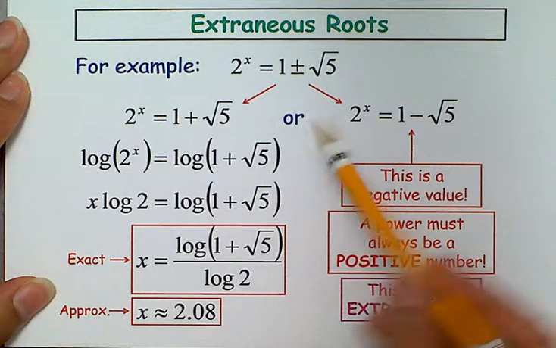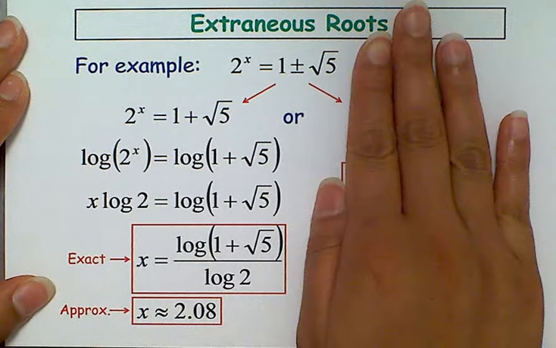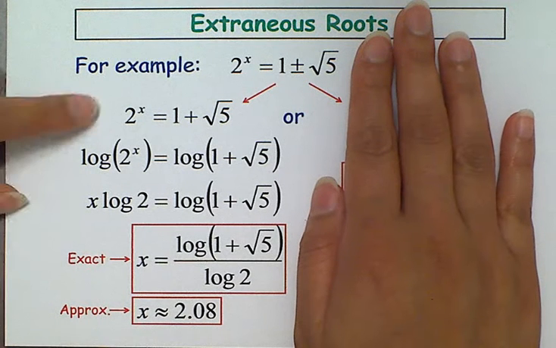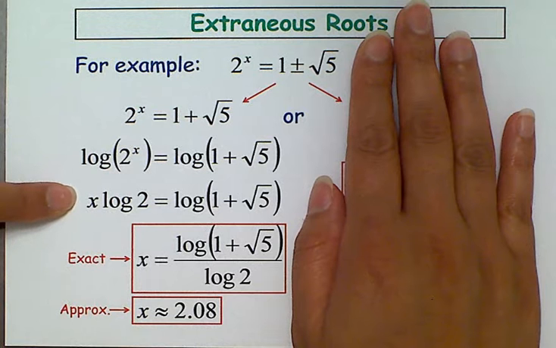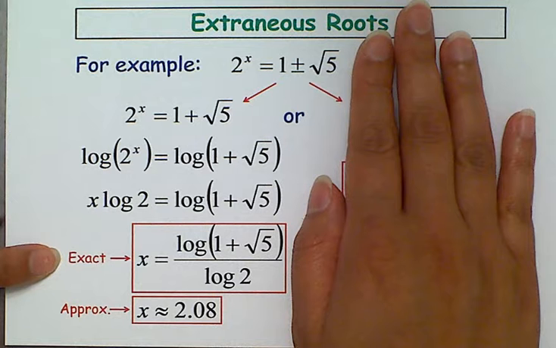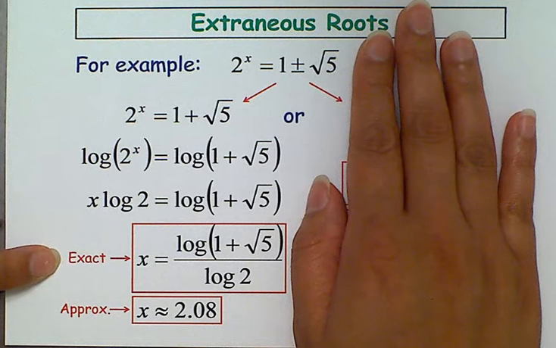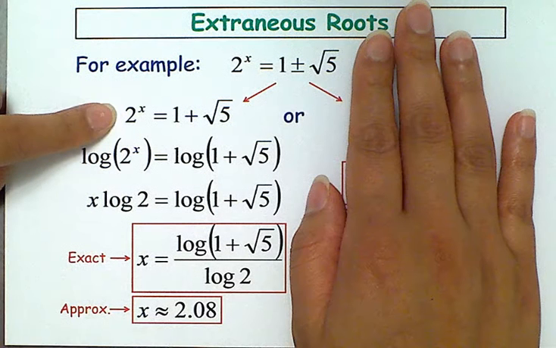Now the first solution, if I ignore the other solution, and look at the first solution only, to solve for x, I would take the logarithm of both sides. Then I would use the power law to bring down the exponent, which is x. That's what I'm looking for. And then I would divide both sides by the log of 2 so I can get the solution. And so I get an exact value of log of 1 plus the square root of 5 divided by the log of 2, and then an approximate value of x equal to about 2.08. And if I apply that exponent in the original problem here, it makes sense.